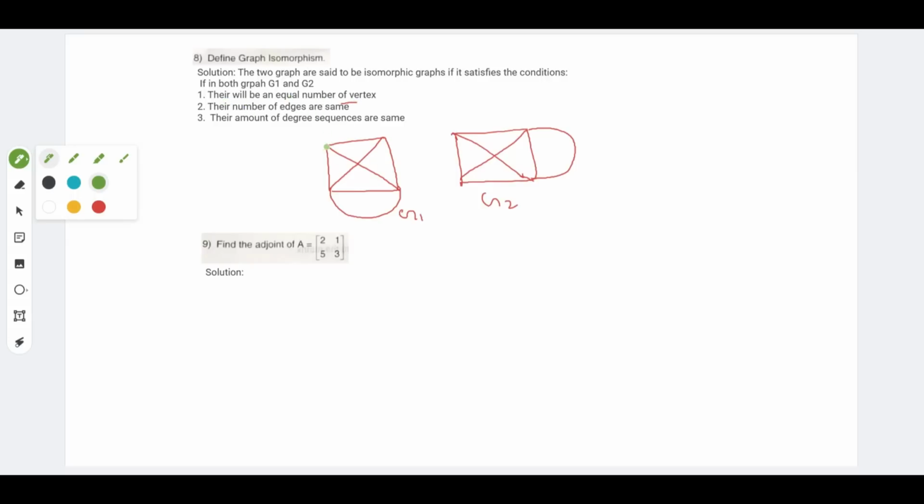Vertices are nothing but points. So we have 1, 2, 3, 4, 4 points in this one, and here we have 1, 2, 3, 4, so here also we have 4. The vertices should be the same. Then it says the number of edges is the same. Edges are nothing but lines. So 1, 2, 3, 4, 5, 6, 7: we have 7 edges here, and here too we have 7 edges.